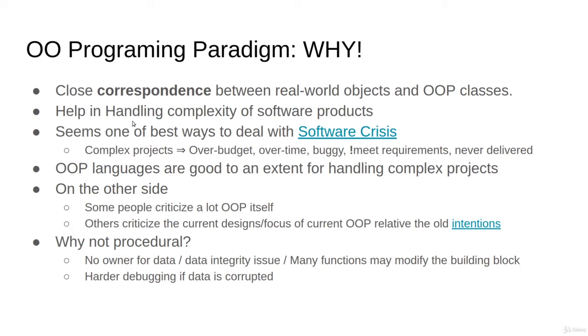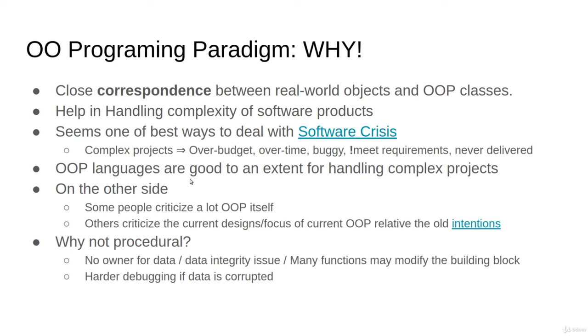OOP helps us a lot to handle the complexity of software products. There is what we call the software crisis. A lot of software might be over budget, over time, delivered with a lot of buggy functionalities, or even functionalities that don't meet requirements, or even never delivered. So this is what we call the software crisis, and OOP helps us to some extent to handle that issue.